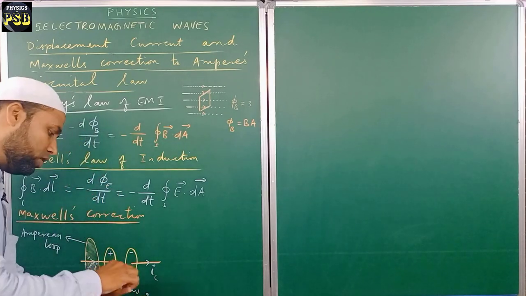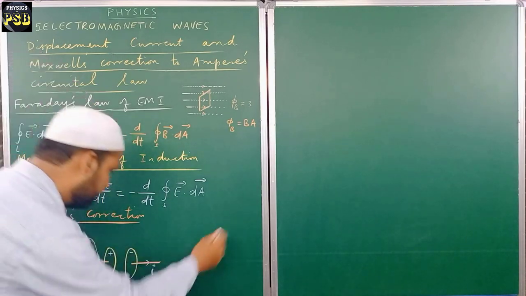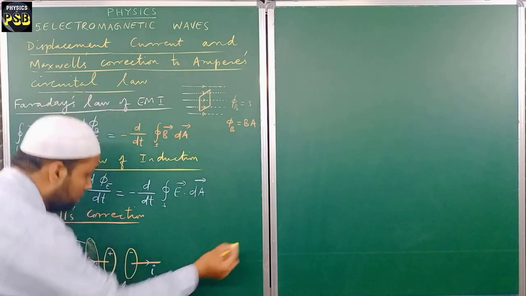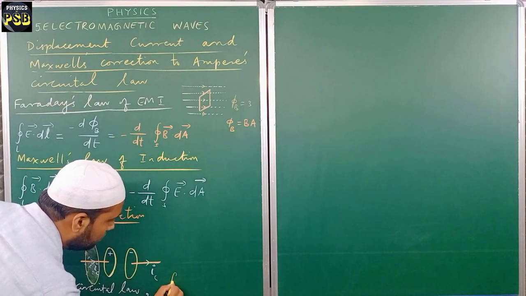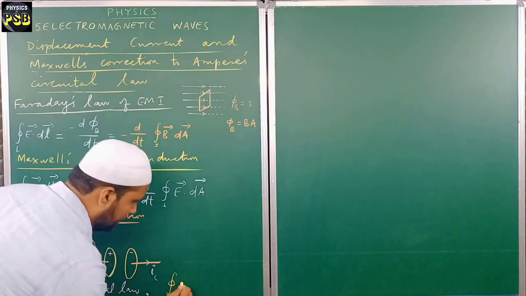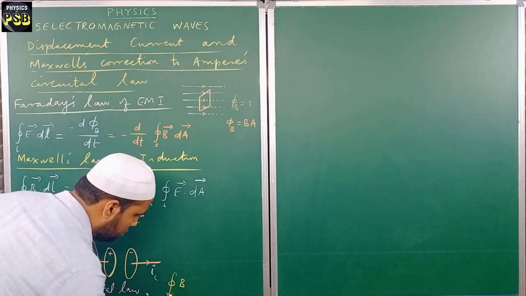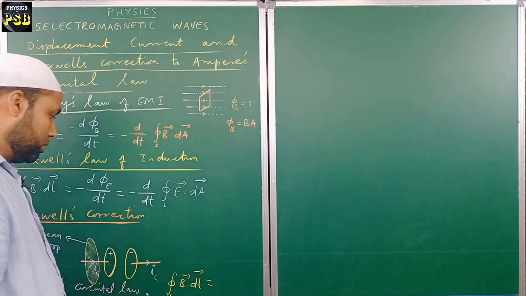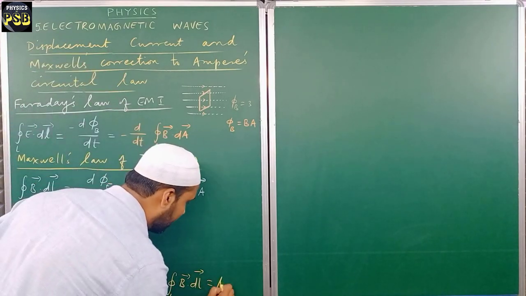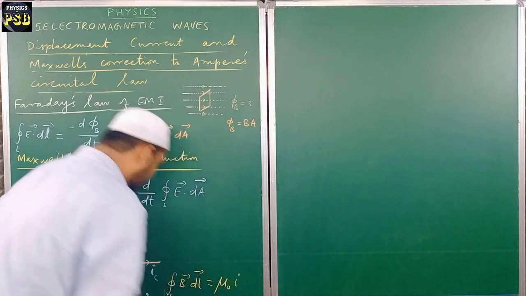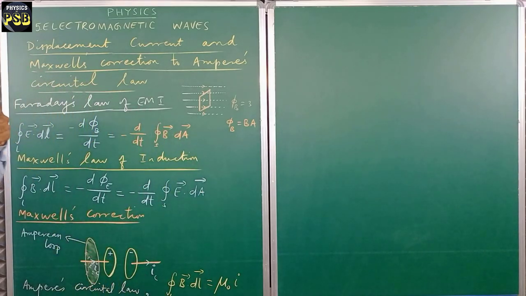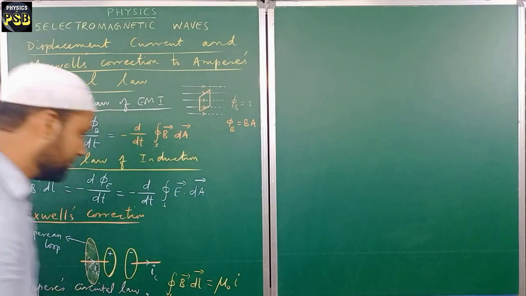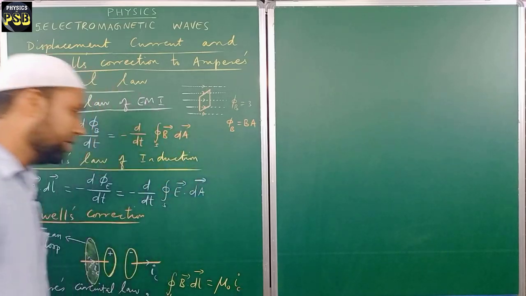So what does it say? How can it be written mathematically? The line integral of B dot dl is equal to mu naught times the current enclosed by the loop. So what is the current enclosed by the loop? It is IC in this case, the conduction current.